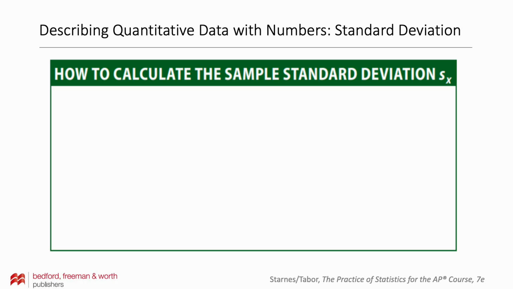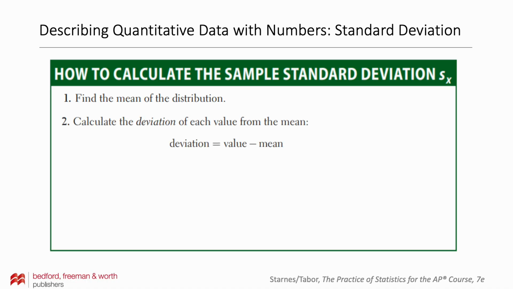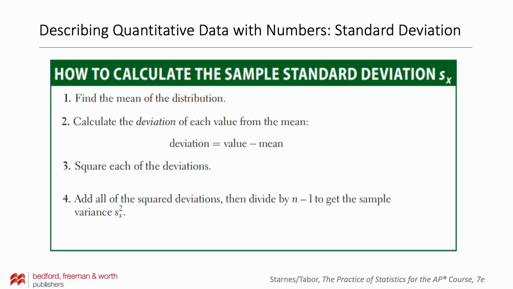Now, how do we actually calculate the sample standard deviation? So the first thing is to find the mean of the distribution. Then you're going to find the deviation, which is the value minus the mean. And you're going to do that for each of the terms, and square each of those values. And then you're going to add up all those squared deviations and divide by n minus 1 to get the sample variance, which is s sub x squared.